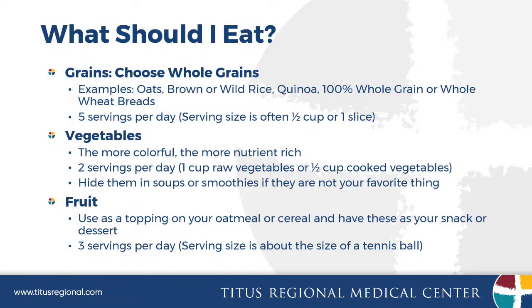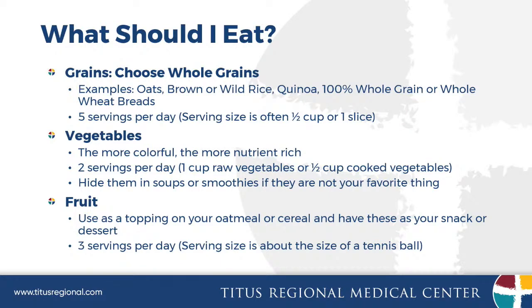So what should I eat? Grains. Ultimately, we should choose whole grains as much as possible. Examples of whole grains include oats, brown rice or wild rice, quinoa, 100% whole grain or whole wheat bread. A serving is considered a half cup cooked, like a half cup of oatmeal, or 1 slice. And most people need approximately 5 servings per day to promote wound healing.